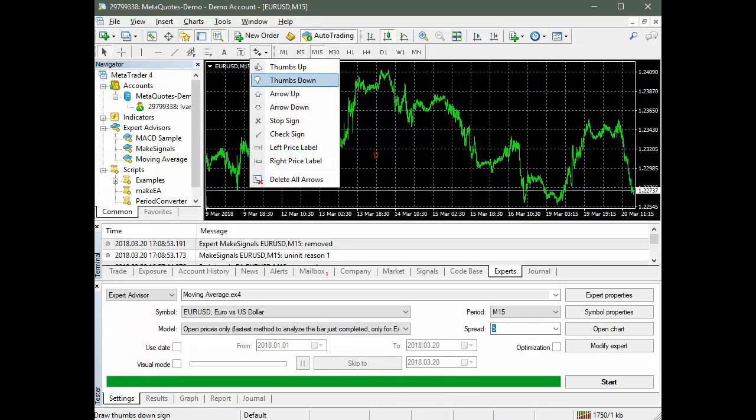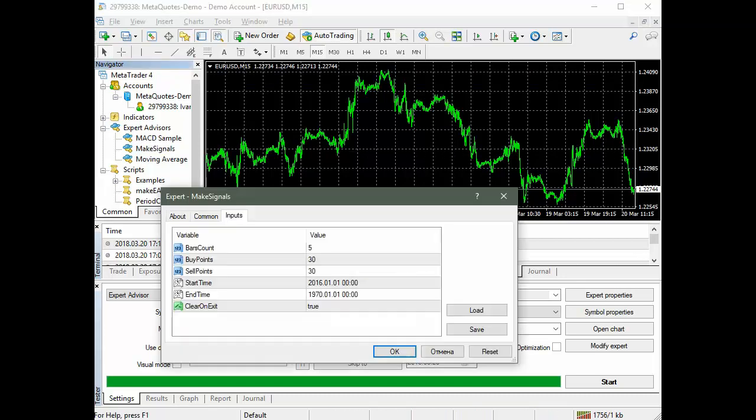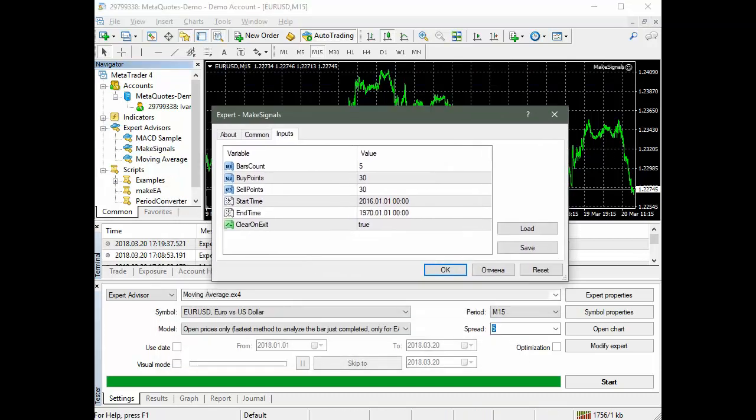Signals are standard graphic objects of the terminal. Up arrow is to buy, down arrow is to sell. For the automatic signal generation, run the Make Signals Expert Advisor. Parameters of the automatic signal generation for the Euro-USD M15 chart.